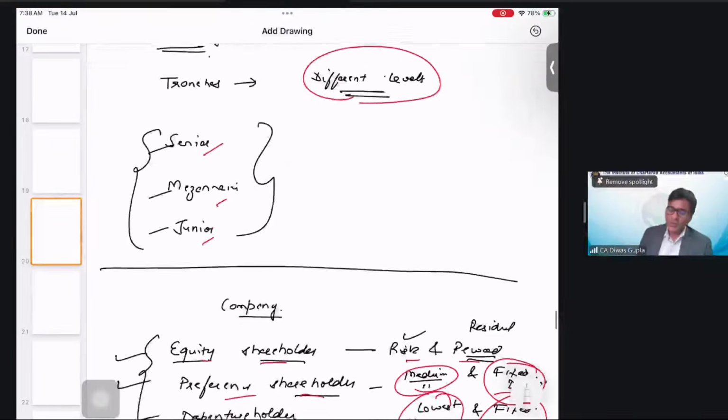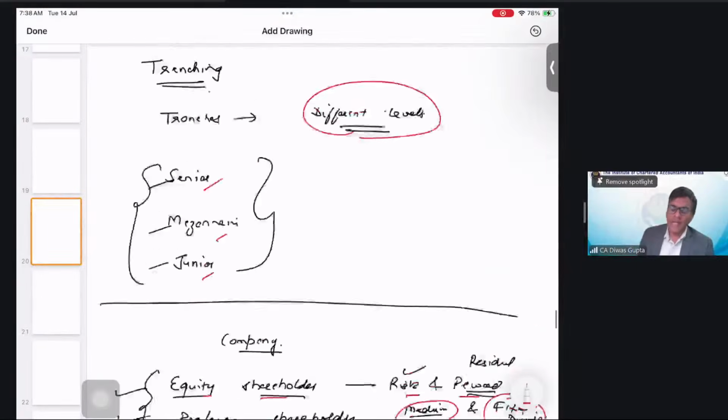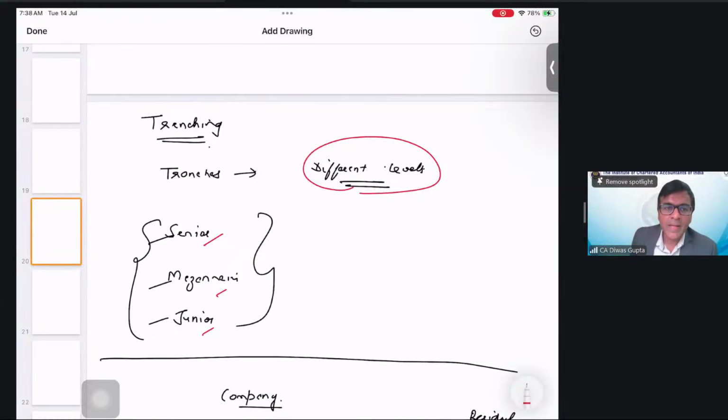So the way these three different tranches are there, the SPV also creates different tranches. So the SPV will say, okay, my first tranche is going to be senior, which is going to carry the highest amount of risk and return. Mezzanine will be, let's say, a medium kind of risk and return, and junior can be a place where it will be very low level of risk and very low level of return.